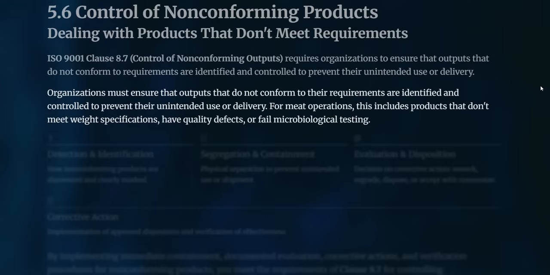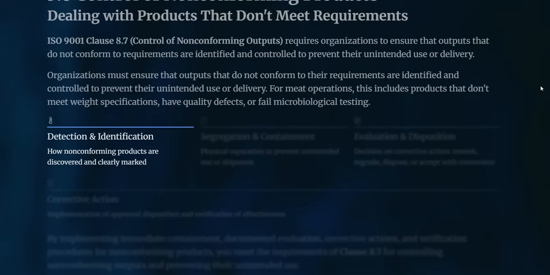For meat operation, this includes products that don't meet weight specifications or have quality defects or fail microbiological tests. Now, this is how you control the non-conforming products. Number one, detection and identification. This is the first stage you must start your control with: how non-conforming products are discovered and clearly marked. You have to lay this out and implement it effectively.